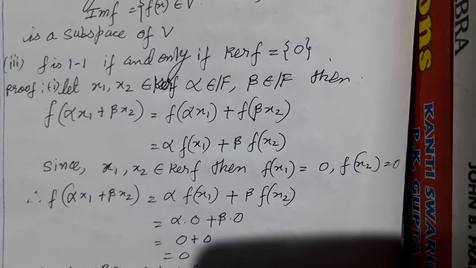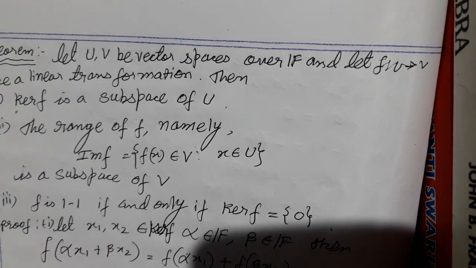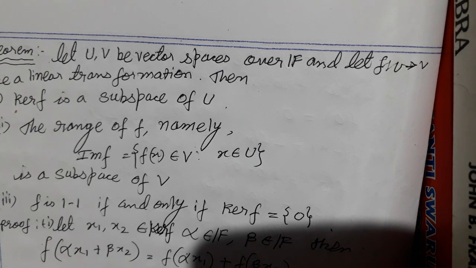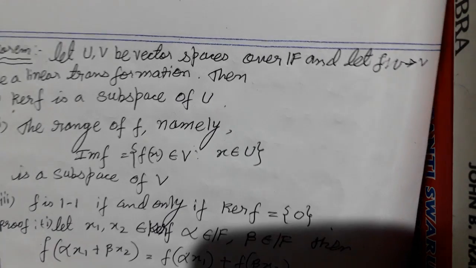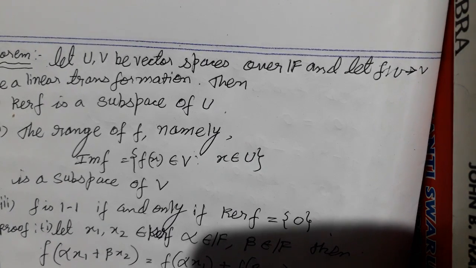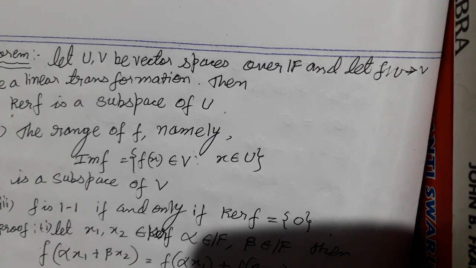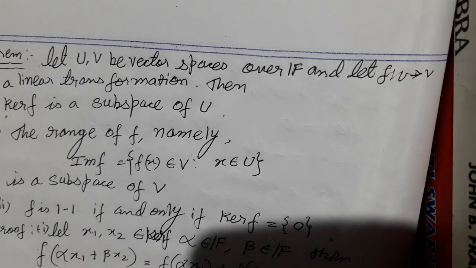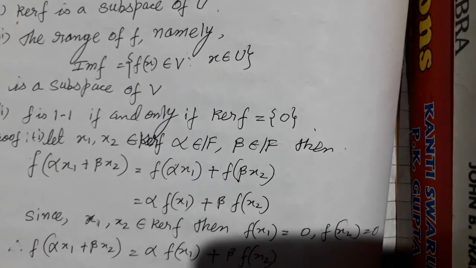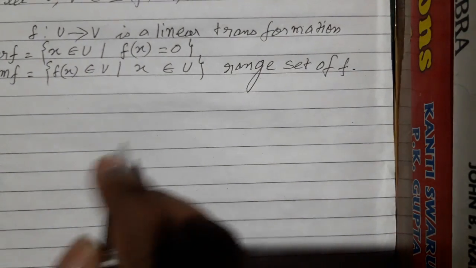In this theorem we are going to prove the following. We take U and V, two vector spaces over the field F, and F is a mapping from U to V, which is a linear transformation. Then we have to show that the kernel of F is a subspace of U, the image of F is a subspace of V, and the third one is that F is one-to-one if and only if the kernel of F is equal to 0.